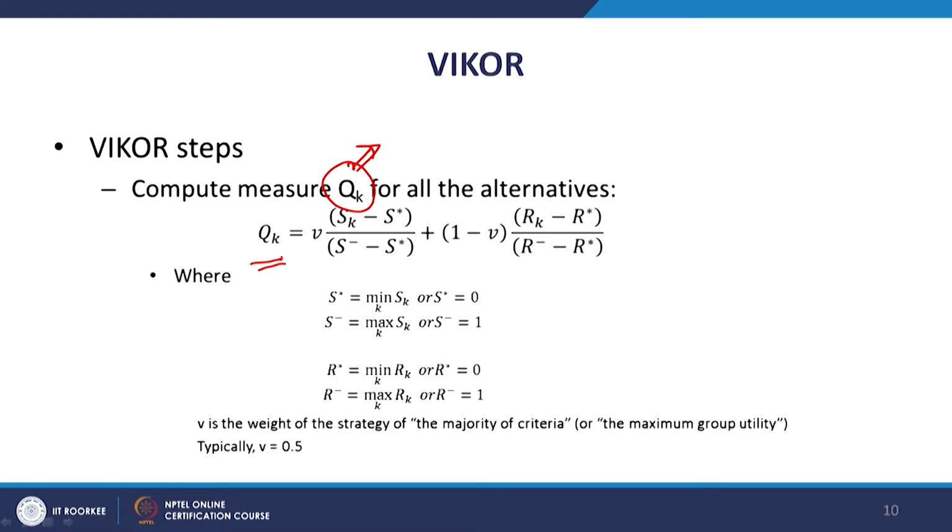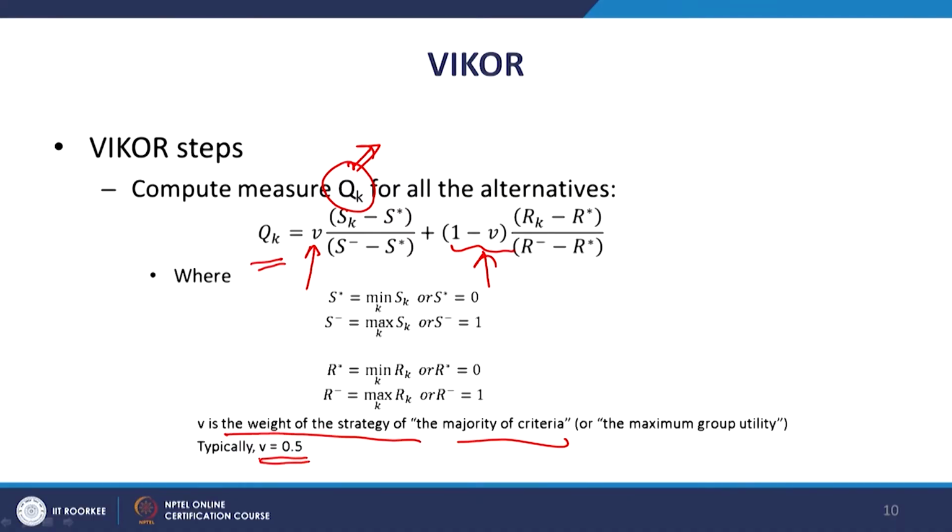If you look at this measure, we have introduced a new parameter here, V, and here we have 1 minus V. So, what is this V? V is the weight of the strategy of the majority of the criteria. There could be different scenarios for this strategy, so the weight can be set accordingly. However, the default value typically taken is 0.5. That indicates a scenario of consensus, something that is being obtained through consensus.